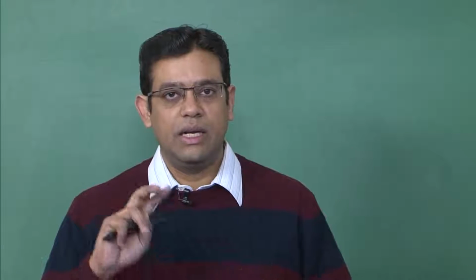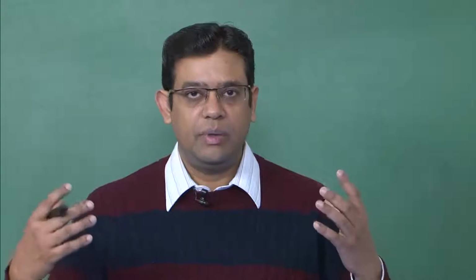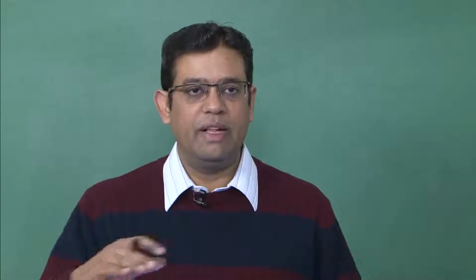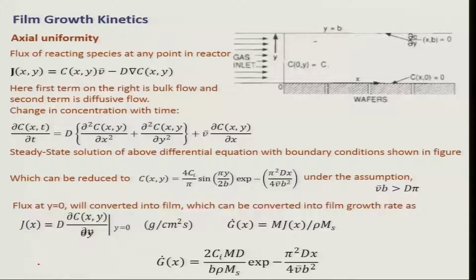So, two very important things: one is transport of reactants and second is the thermodynamics of the reaction. In the previous lecture we had seen how the boundary layer plays a role. When the gas is flowing on a surface, it forms a boundary layer, and that plays a role in how the reactants are distributed in the chamber. In this lecture we will discuss how this formation of boundary layer affects the uniformity of the thin films.